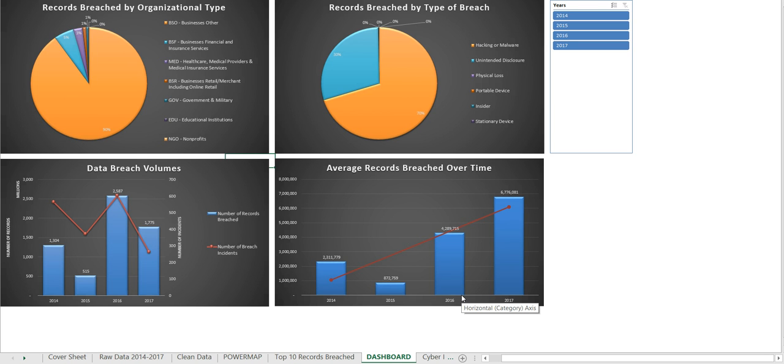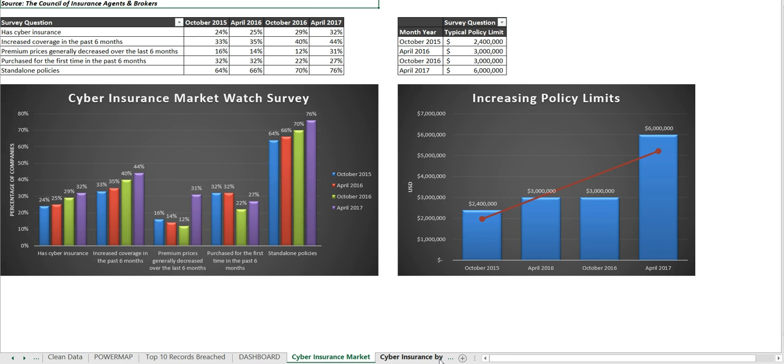So how are organizations reacting to this? There are probably multiple ways companies can prepare themselves for cyber risk. They can invest in better technology, hire cybersecurity specialists, buy insurance, and much more. But since I work at an insurance company at the moment, I decided to do some analysis to see how the cyber insurance market has changed over the past 2 years. I made two graphs based on the collected data from a biannual cyber insurance market watch survey conducted by the Council of Insurance Agents and Brokers.